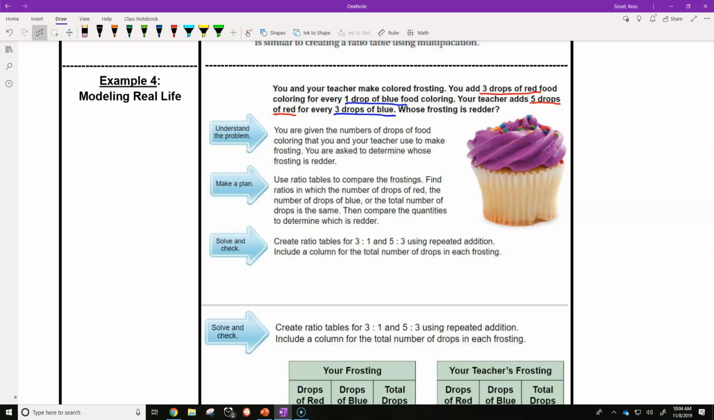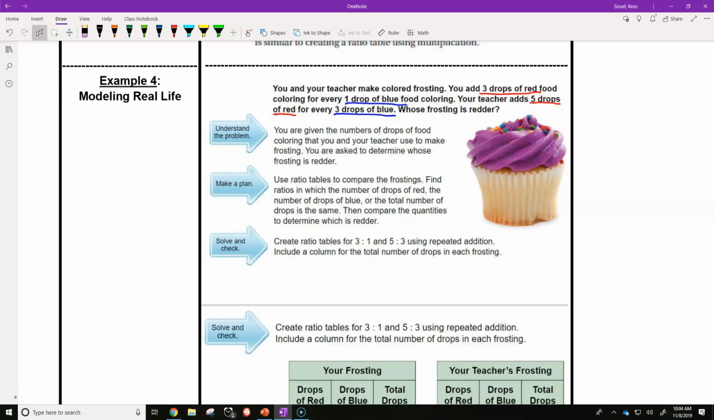Quentin made his icing. He took 3 drops of red food coloring, went boop, boop, boop, and then he grabbed blue because he wanted to make purple. I got my cake mix, and I was like, bloop, bloop, bloop. I put 5 blobs of red, and 3 of blue. You want to know whose has more red in it? Whose is going to be more of a red shade? Quentin with 3 drops of red to 1 part blue, or me, 5 drops of red but 3 parts blue.